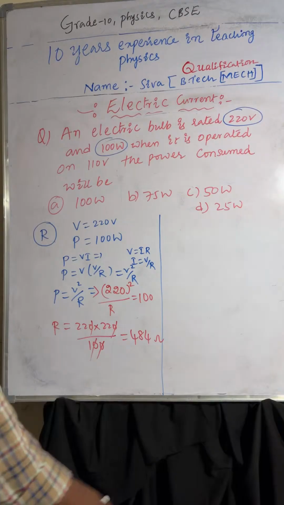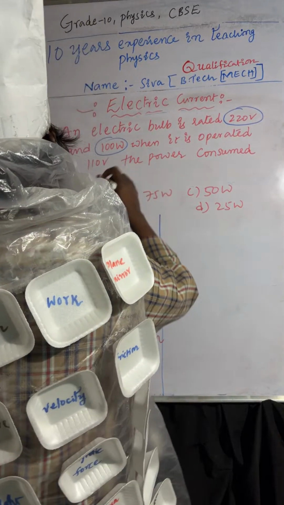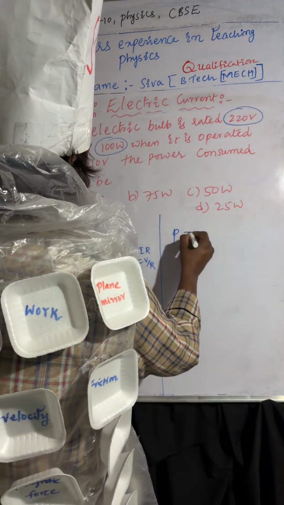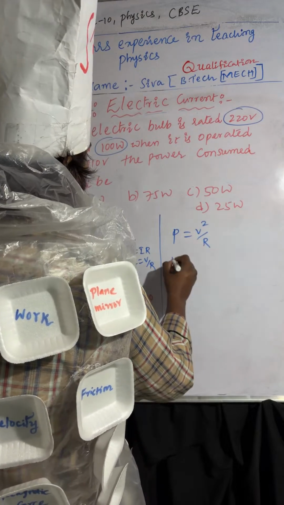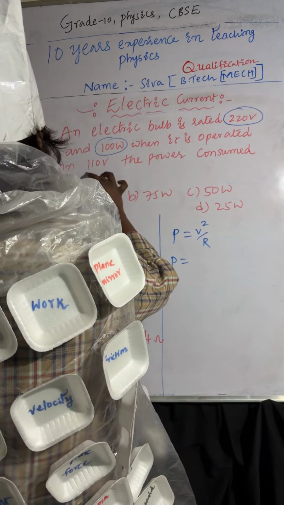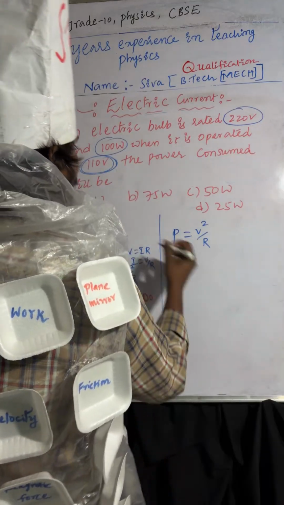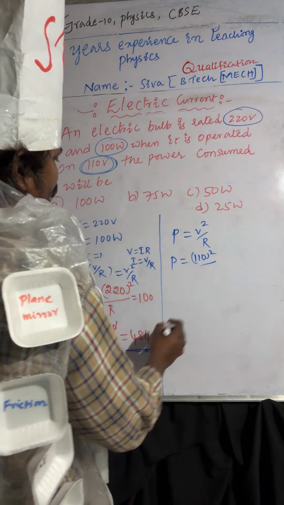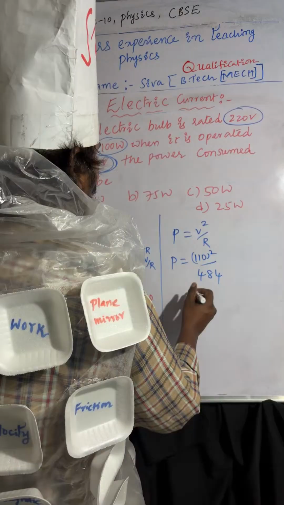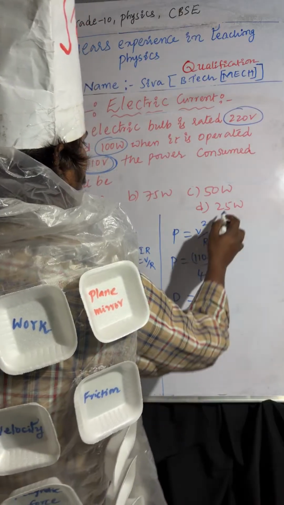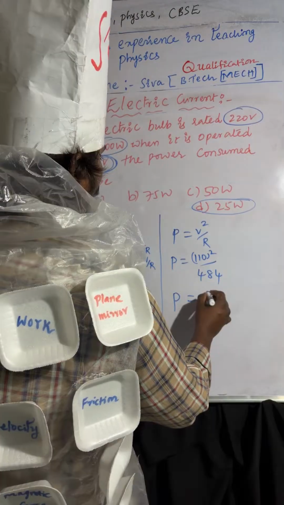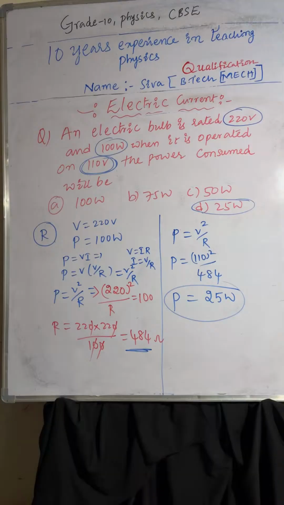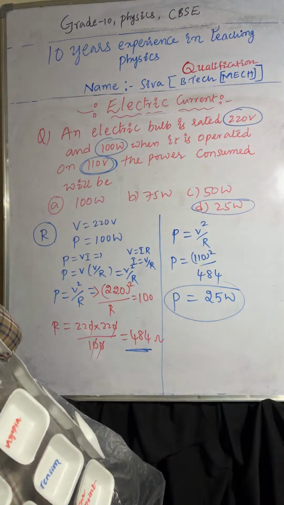484 ohm. Now the same resistance is common when the bulb is operated at 110. So the same formula we have to use, P equal to V square by R. P equal to 110 whole square by the same resistance, 484. Then this time, how much is the power? I hope you'll get 25 watt. Is it correct or not? Let me know.